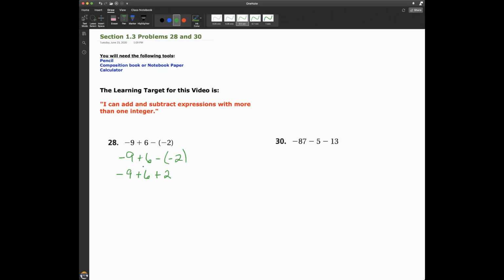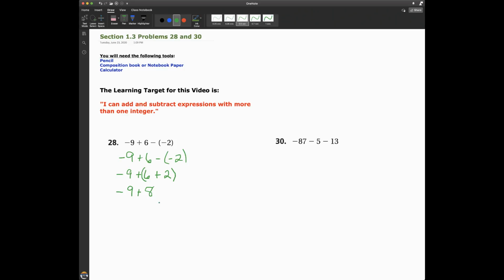And then I can use the associative property, which says I can add any two numbers first and then add the third one. So I'm going to add those two numbers, 6 plus 2, because they both have the same sign. Since they have the same sign, add and keep. 6 plus 2 is 8. I have -9 minus 8.